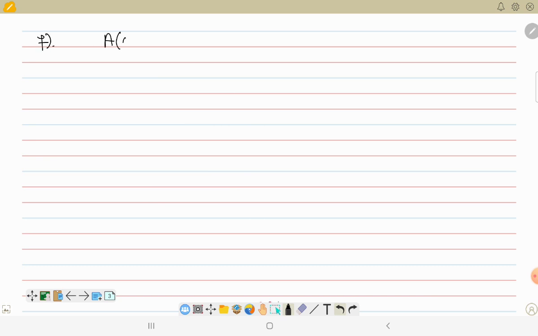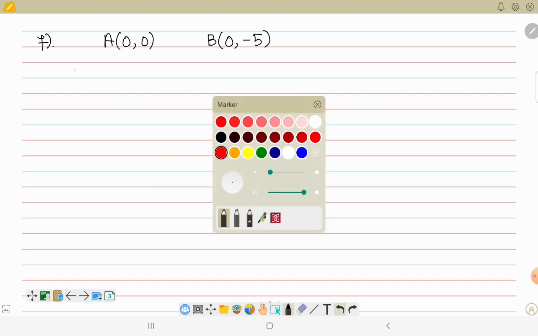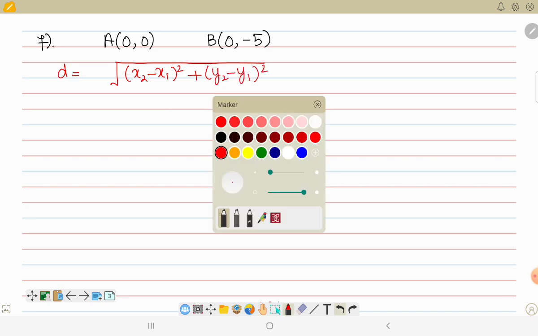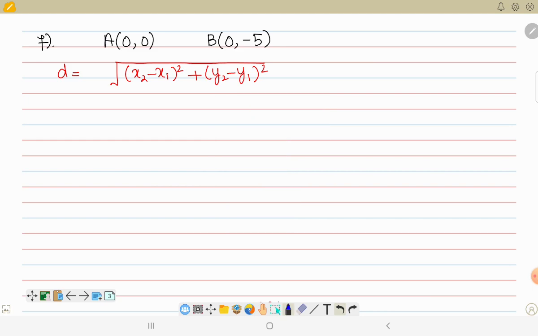Here A, the first point, is having coordinate pair 0, 0 and the second point having coordinate point 0, -5. Let's write down the distance formula. D is equal to square root of x2 minus x1 whole square plus y2 minus y1 whole square. While applying the distance formula on the given points, we just have to take care of the calculations, the signs. So here we are having this one as x1, y1, this is having x2, y2.